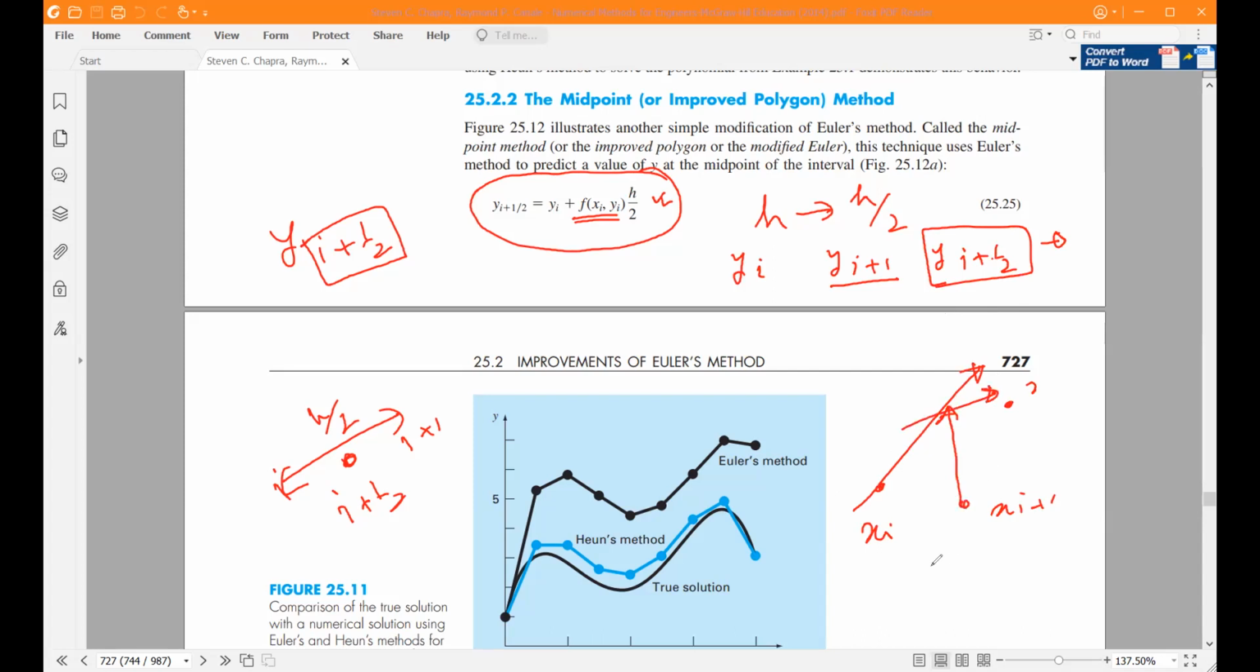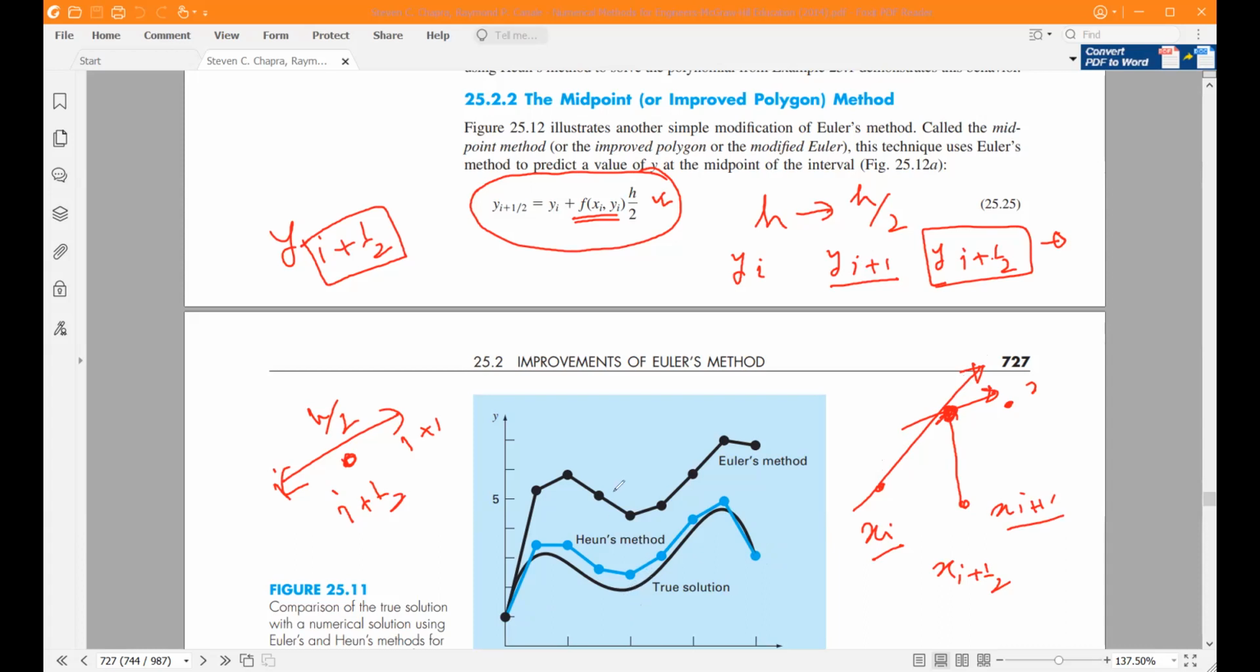And this point is actually at xi plus half, the midpoint. That slope is assumed to remain constant within the interval xi to xi plus 1 to calculate the value of yi plus 1. So what is the difference between the previous method and this one? In the previous case, your slope is calculated at the beginning and at the end, and then the average value was taken. Here in this case, your slope is calculated at the midpoint.